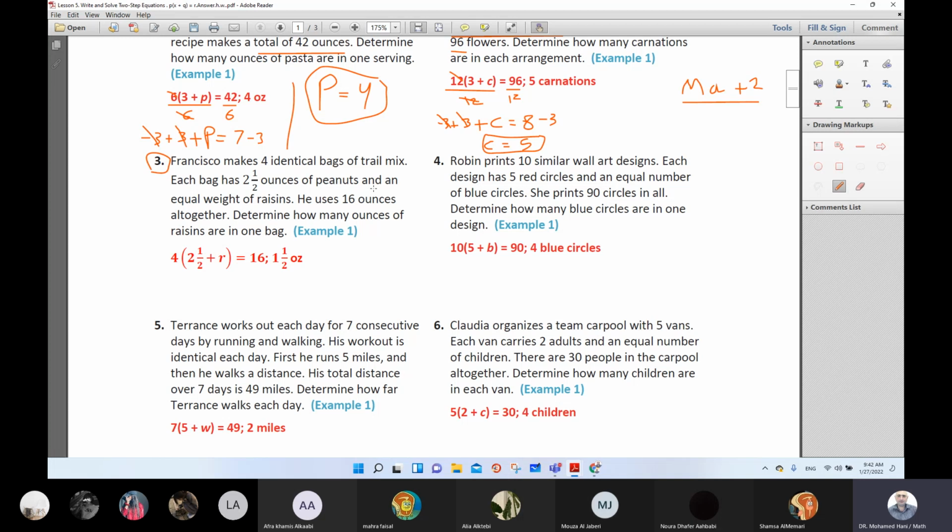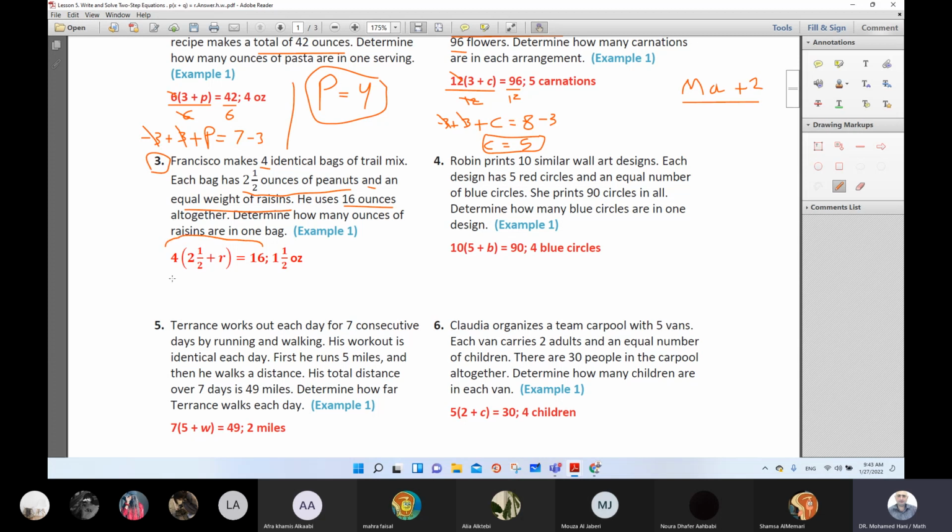So as you see here, we want to write the equation from this question. Here we have 4 identical bags. So right here 4, then open parentheses. As you see here, we have 2 and 1/2 ounces of peanuts. So right here 2 and 1 over 2. Then here we have "and", which means put here plus an equal weight of raisins, but we don't know the amount here. So we represent it with the variable r, for example. And the total, as you see, we have 16 ounces. So this is the equation.